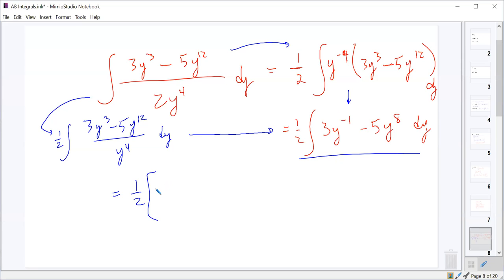And so this becomes 3 natural log, and it happens to be an absolute value of y. I'll explain why it's an absolute value in just a second. But what does the second part become? Should become minus 5/9 y to the 9th plus our constant. And there's our answer. So everybody see first off that the integral of 1 over y, or y to the negative 1, should be natural log of y.